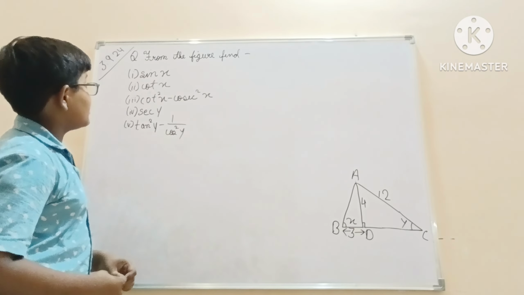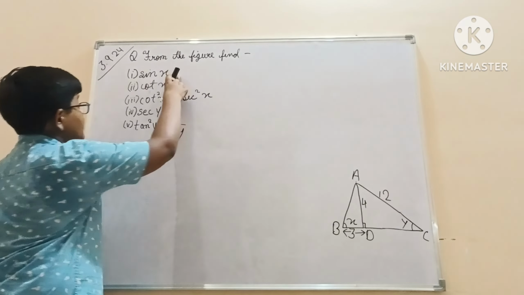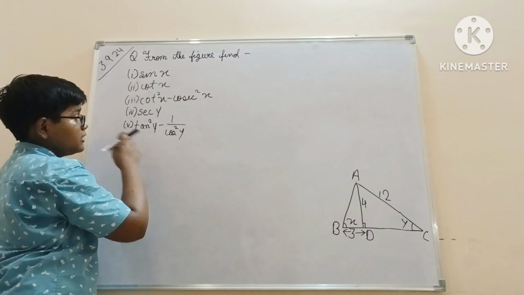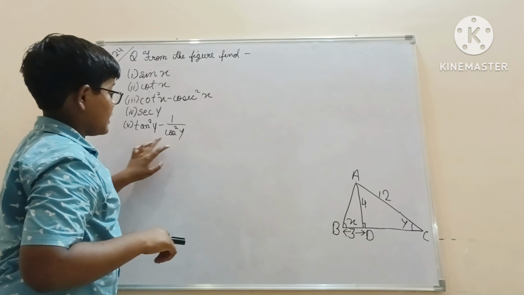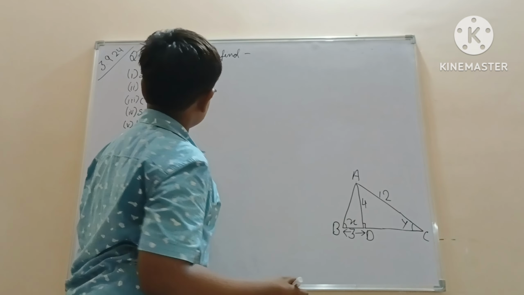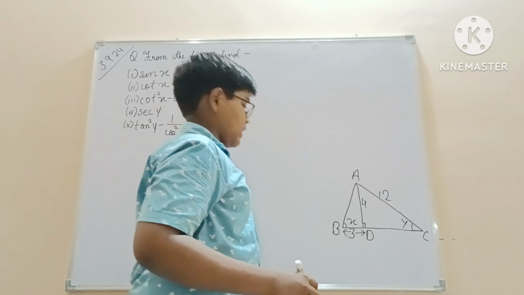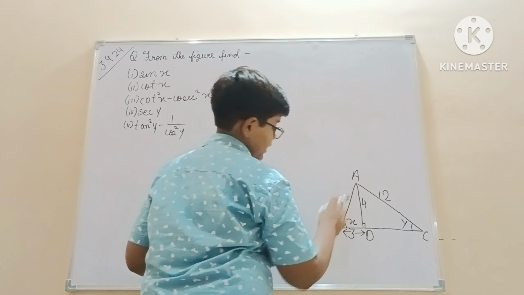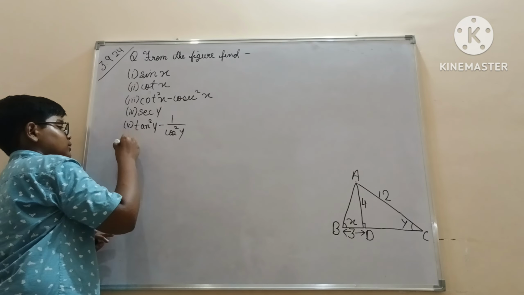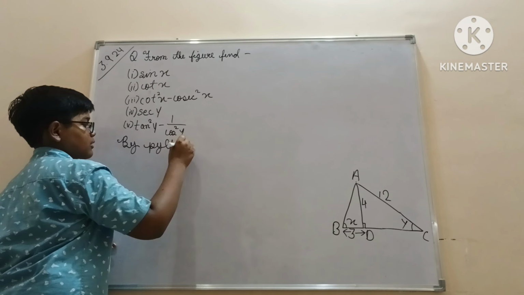So we are moving to our next question, which states that from the figure find sin x, cot squared x minus cos squared x, sec y, and tan squared y minus 1 by cos squared y. In order to find these ratios, first we have to find all the sides of the triangle. So first we will find the side which is AB. By Pythagoras theorem, we will find the side AB.